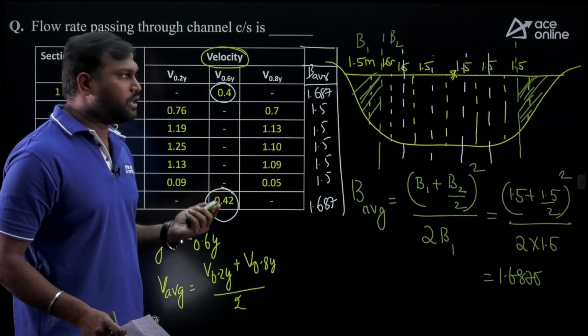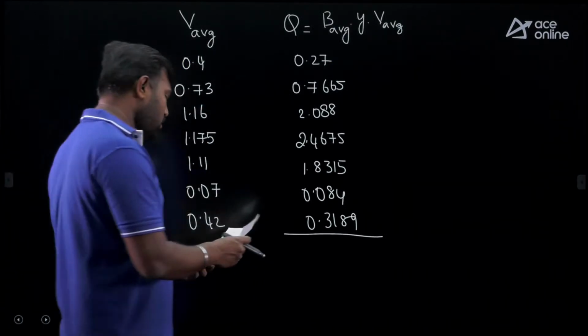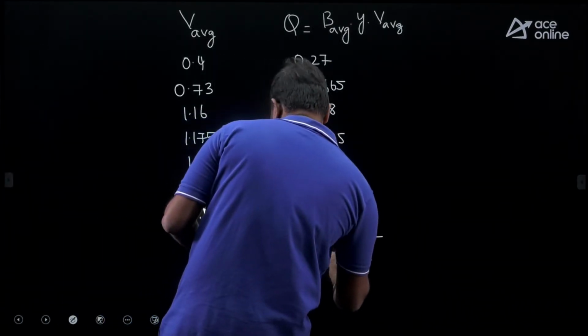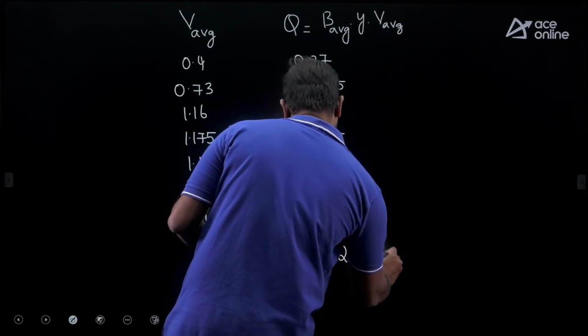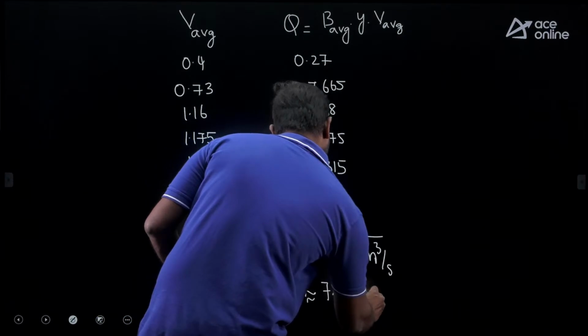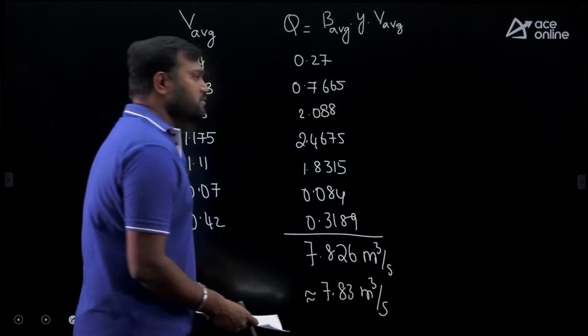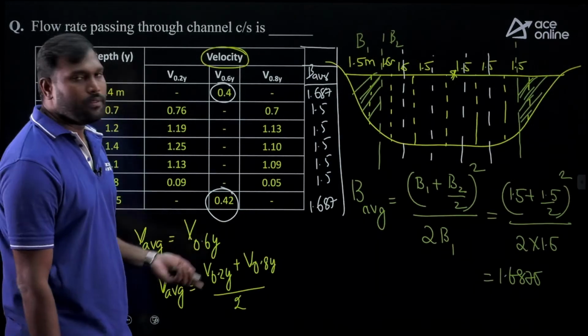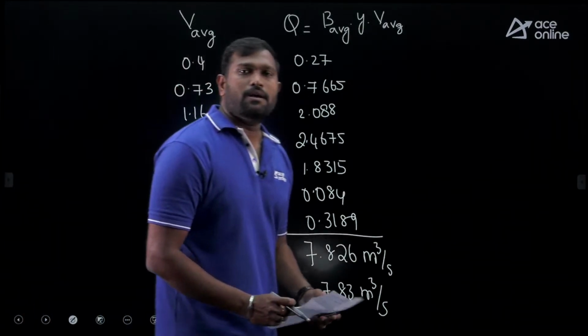I want to find out the total. So for all this you just add up. If you find it, that's going to be 7.826 meter cube per second. If they had asked for rounding to 2 decimals, then 7.83 meter cube per second. This is one hell of a question where you require a lot of time. Okay, so that's all about environmental and open channel flow.